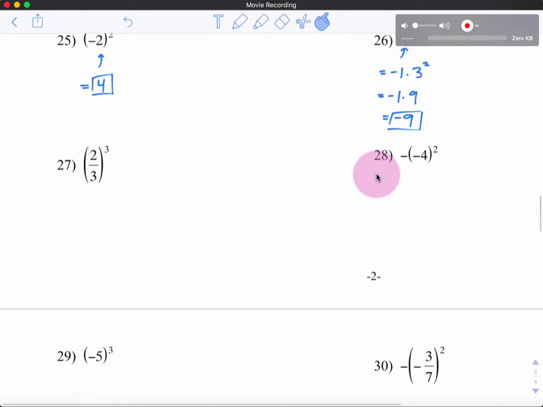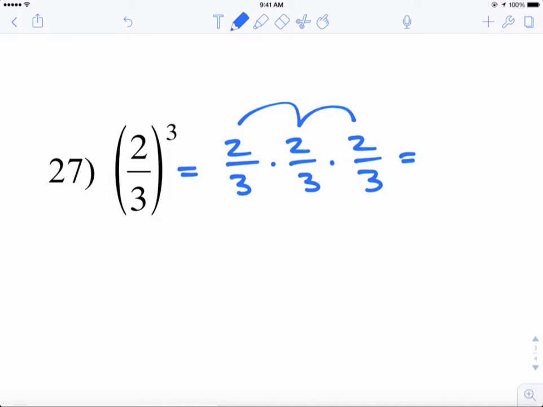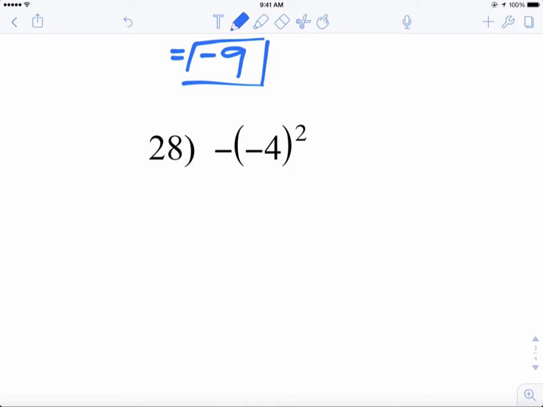All right. 2/3 to the third power, well, that's 2/3 times 2/3 times 2/3. I hope you remember how to multiply our fractions. 2 times 2 times 2 is 8. 3 times 3 times 3 is 27. Boom. There's our product. All right. Be careful here.